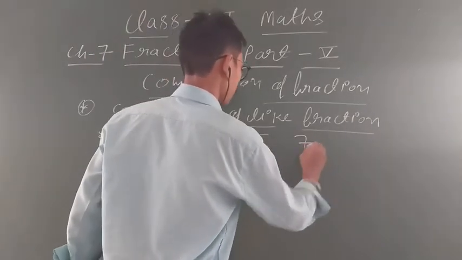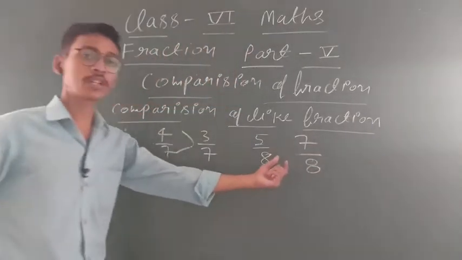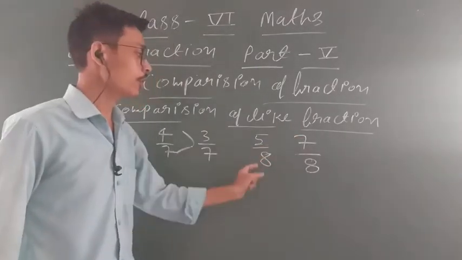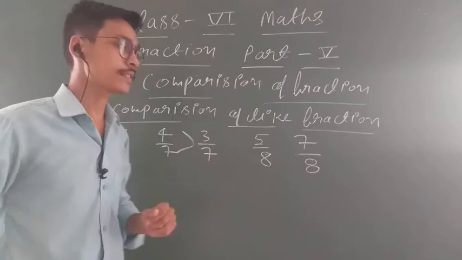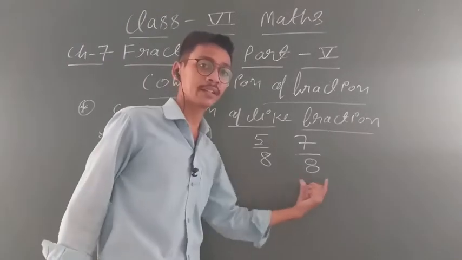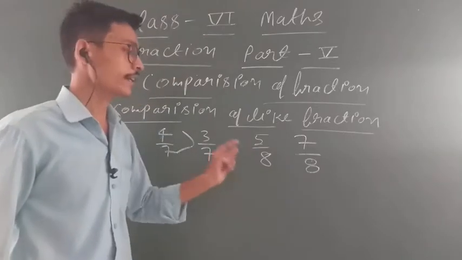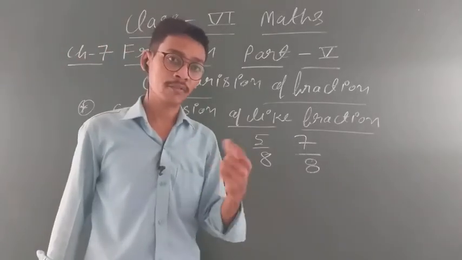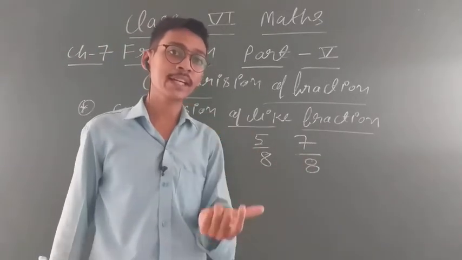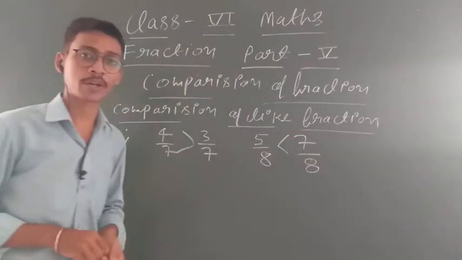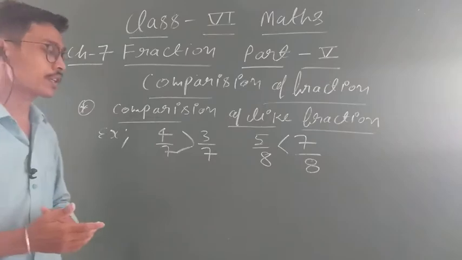Again, an example I can take: 5/8 and 7/8. So see student, this is also an example of like fractions. If I want to know which one is greater, you can say, sir, they are like fractions because the denominators are the same. And the next thing is that in like fractions, the fraction having greater numerator is the greater value. So now 7/8 is greater. Okay student, so this is about comparison of like fractions.